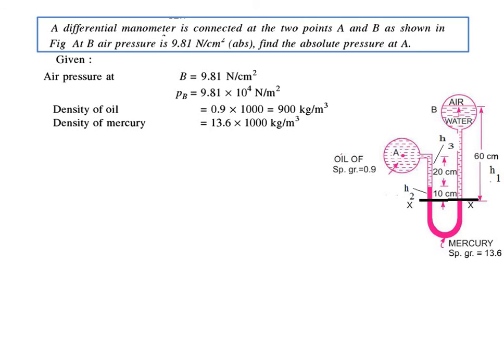So pressure at point B is nothing but 9.81 into 10 to the power 4 Newton per meter square. Now the density of oil is 900 kg per meter cube. Density of mercury is 13.6 into 10 to the power 3 kg per meter cube. Here the total height of fall of mercury is nothing but 60 centimeter, so H1 is equal to 0.6 meter. H2 is nothing but 0.2 meter. And H3 is again 0.2 meter, because the total difference given is 0.2 meter.